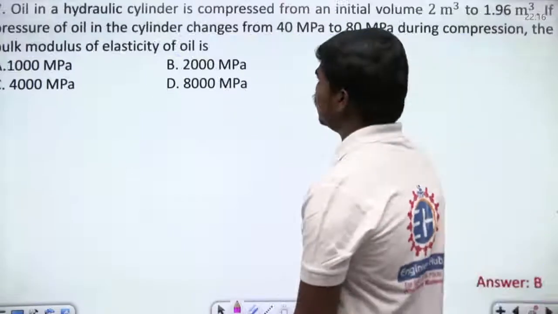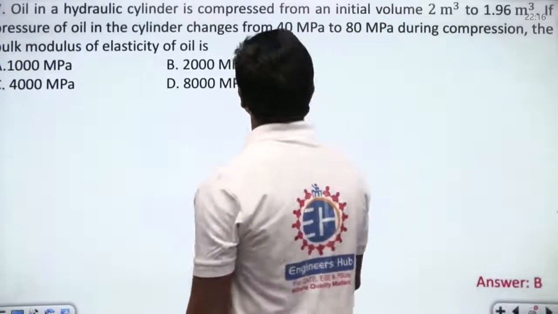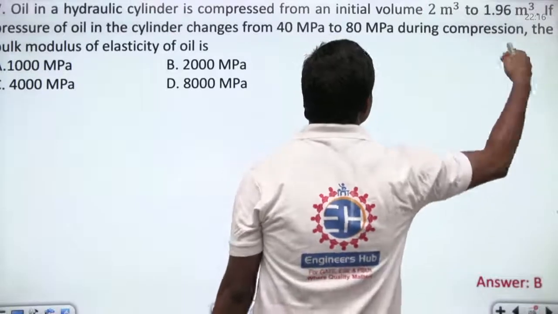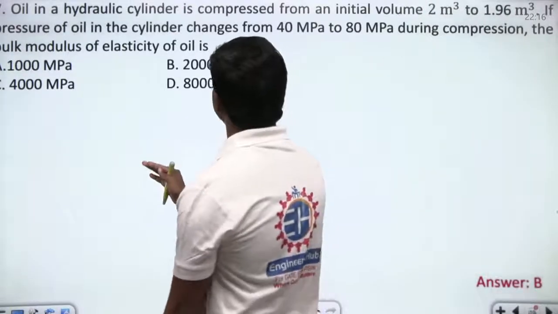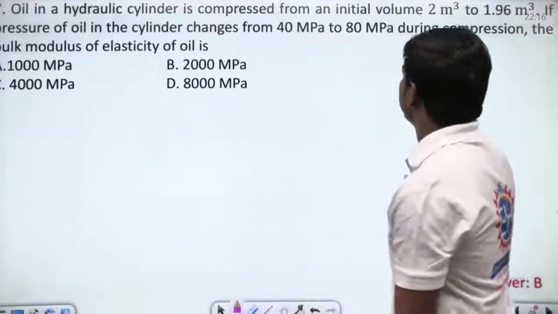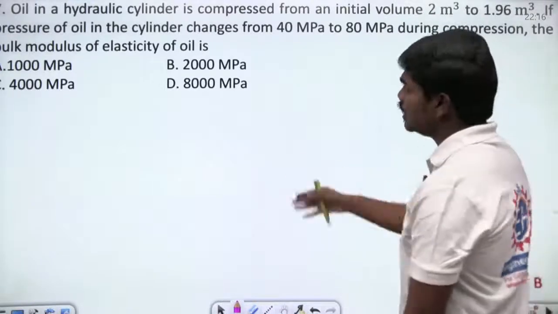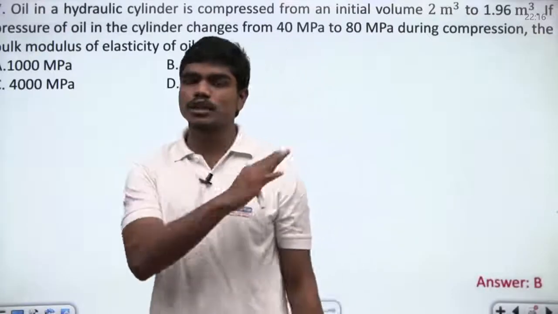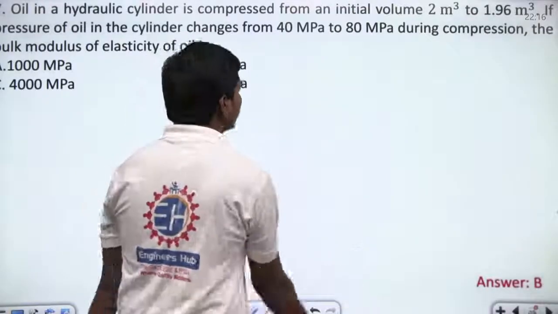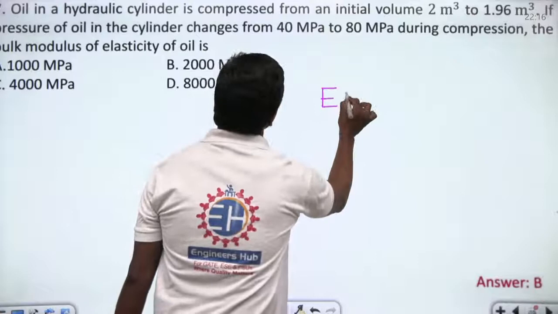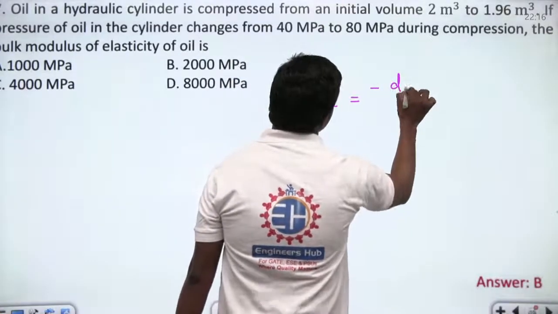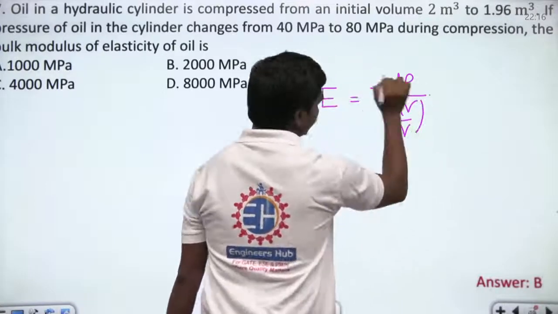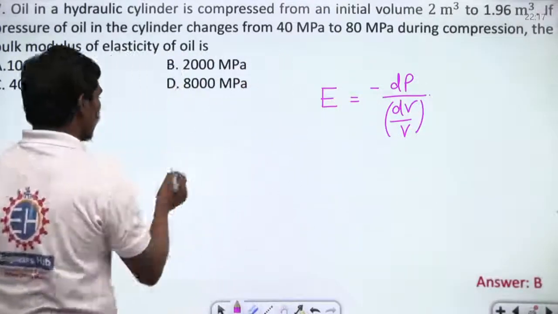So this is the next question. Oil in a hydraulic cylinder is compressed from an initial volume of 2 meter cube to 1.96 meter cube. If the pressure of the oil cylinder changes from 40 megapascals to 80 megapascals during compression, find the bulk modulus of elasticity of the oil. And what is the formula of bulk modulus of elasticity that you have? E is equal to minus dP divided by dV by V. This is the formula for bulk modulus, correct?